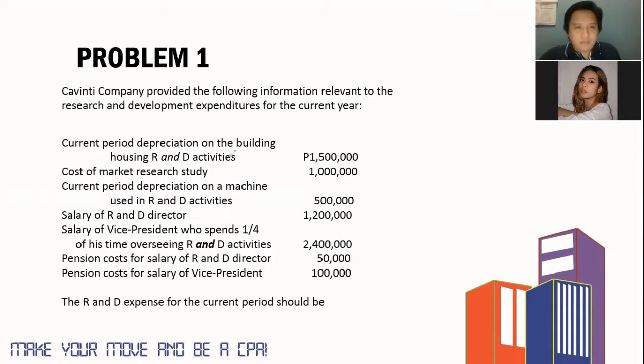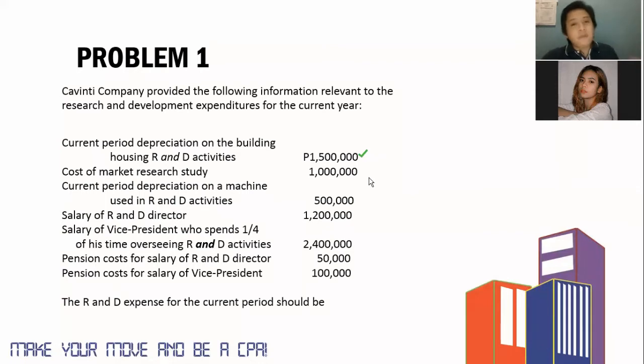First item, R&D activities, 1.5 million for depreciation of housing allocated for research and development activities. Is it include or exclude? Okay, this item is included. Okay, so we include 1.5 million.